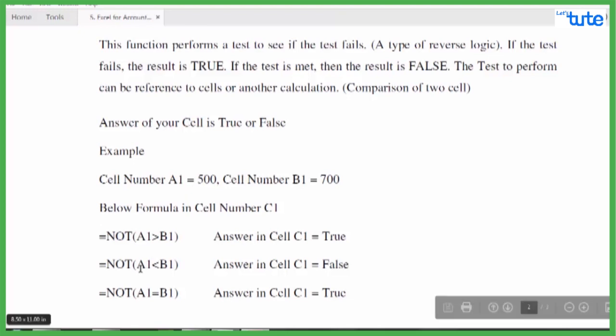A1 is 500, B1 is 700. Is it true? Yes, true. 700 is greater than 500, but your answer is false. Clear? And last example, whether A1 and B1 are equal? No, they are not equal. Then your answer becomes true, meaning always the opposite answer.